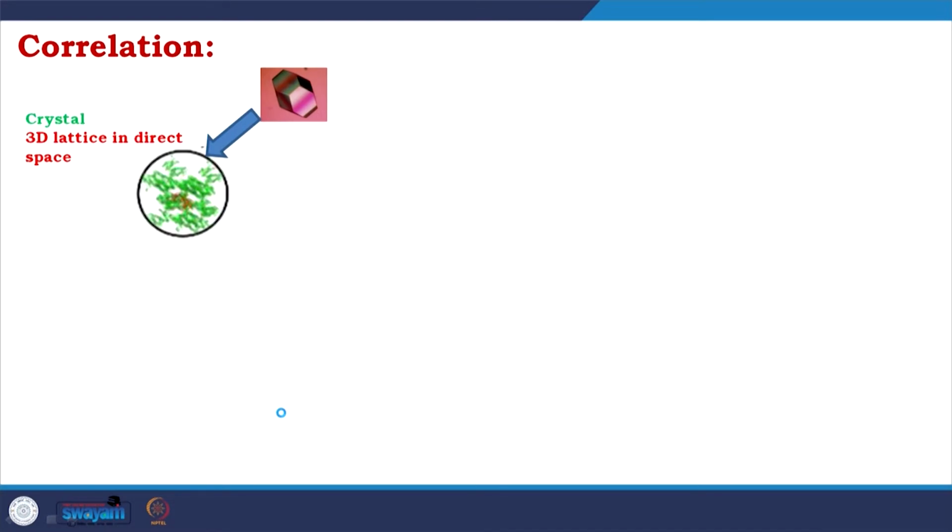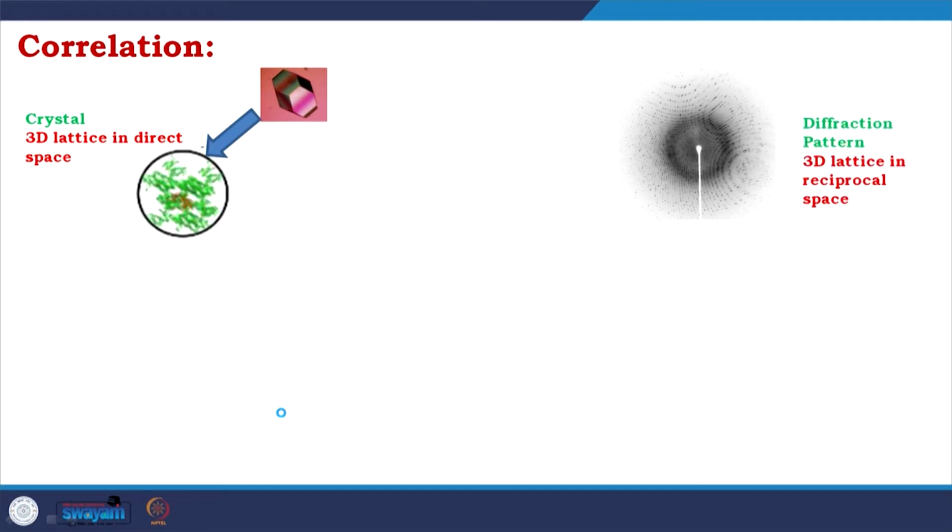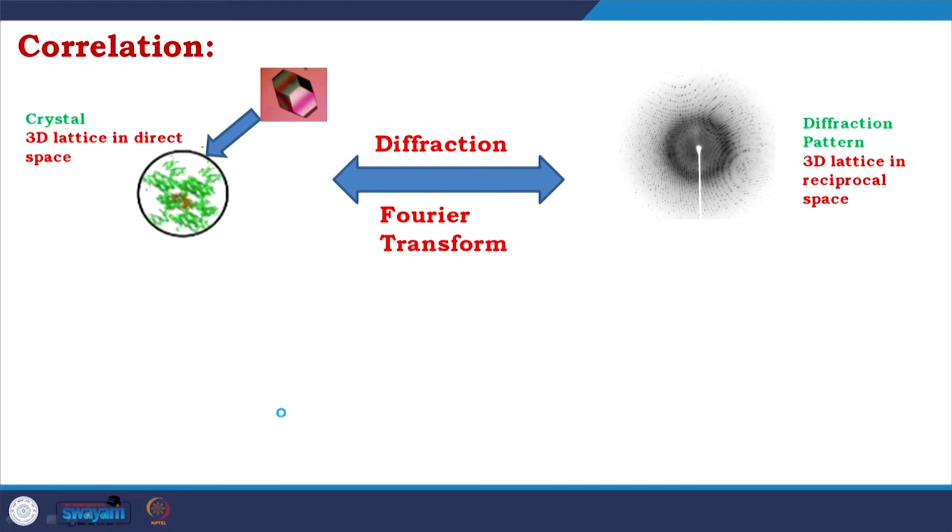If you see throughout the story, while doing data collection, data processing, and talking about crystal, unit cell, lattice, from a crystal we get the information of a 3D lattice in direct space, which we talked a lot about. You know that this is a diffraction pattern, and the diffraction pattern is also representing a 3D lattice, but in the reciprocal space. The conversion from crystal to diffraction pattern is the diffraction experiment, whereas in theoretical calculation this is the Fourier transform.